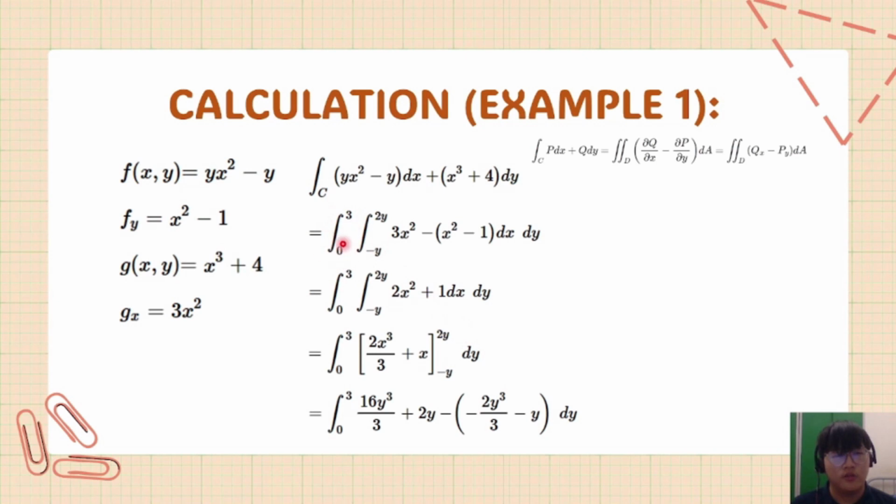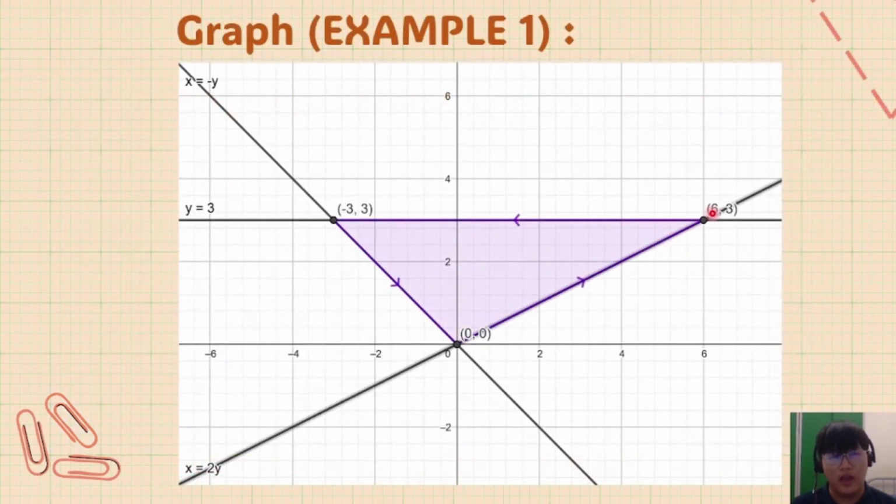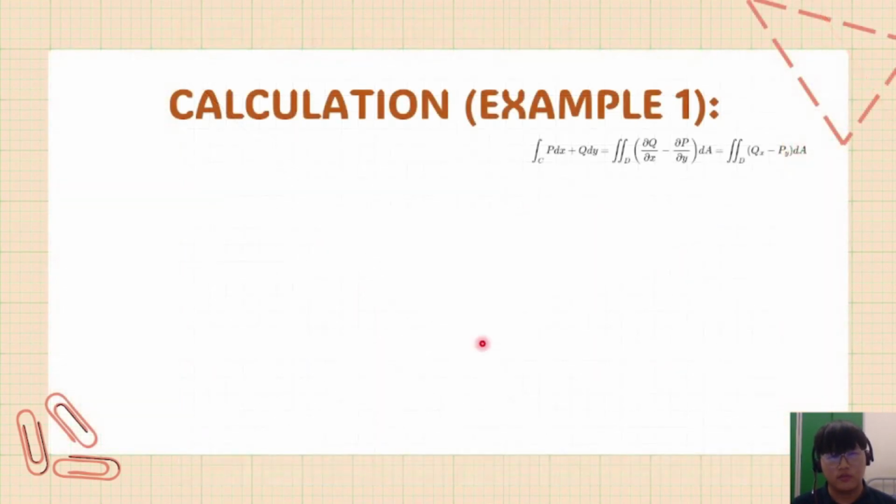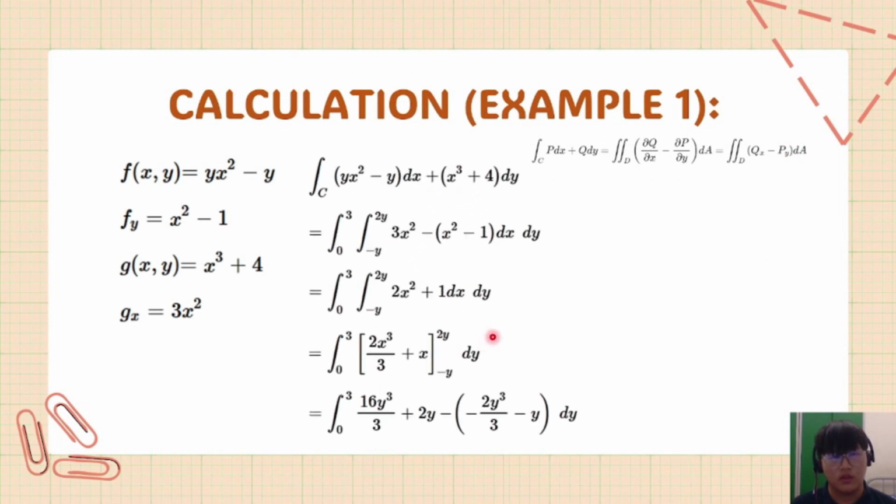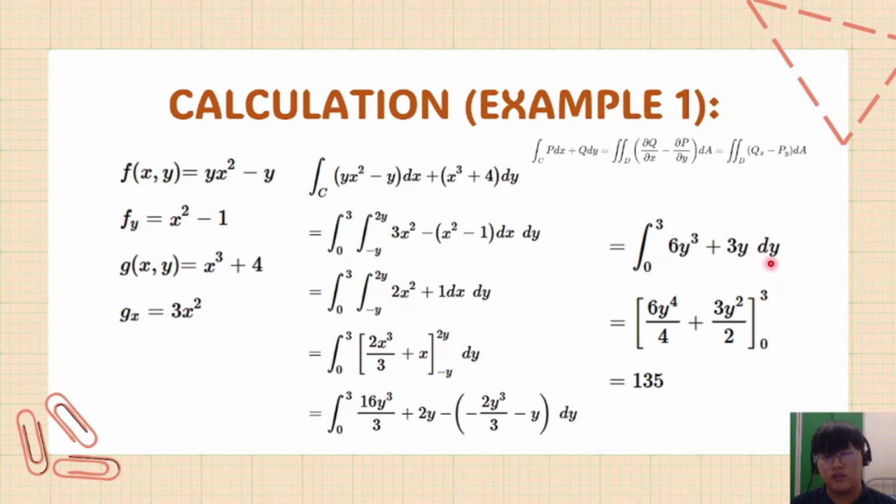Then, these two values, 3 and 0, come from the lines y equals 3 and y equals 0. So we can find this area. Okay. Then just do normal integrations in terms of x, substitute 2y into the x, minus y into the y, minus. Then integrate in terms of y. Just substitute 3 and then minus with the 0. So the final answer will be 135.